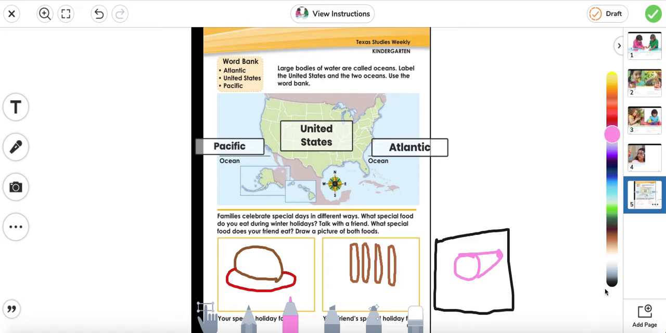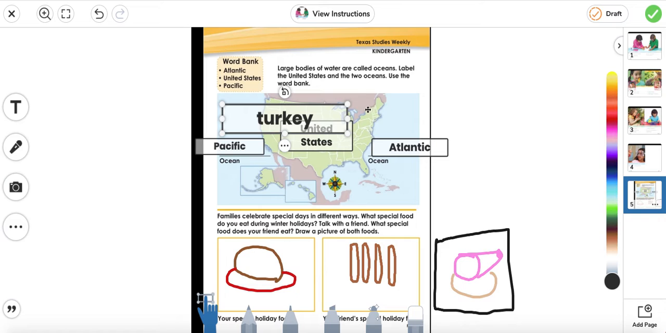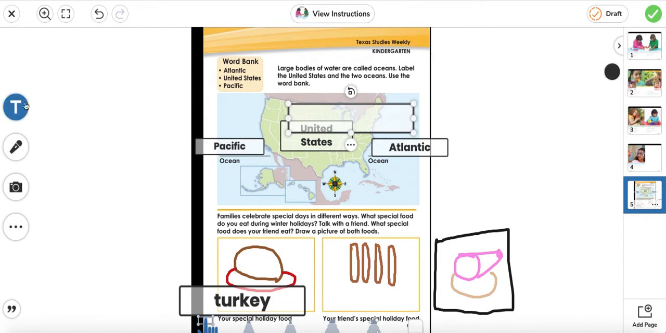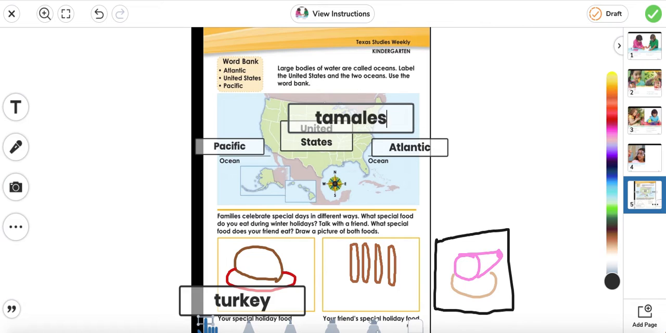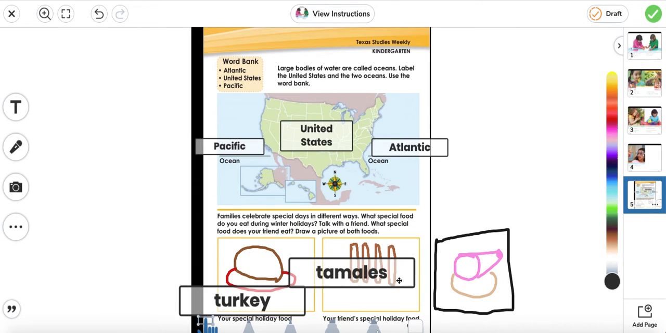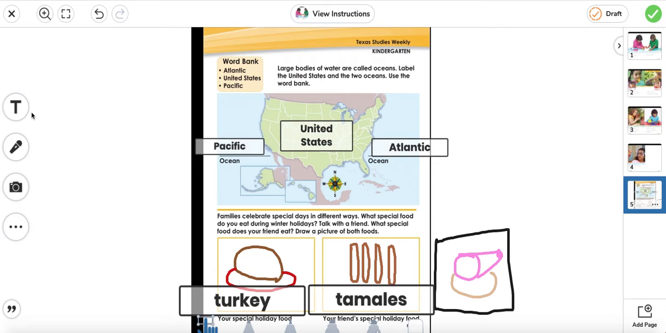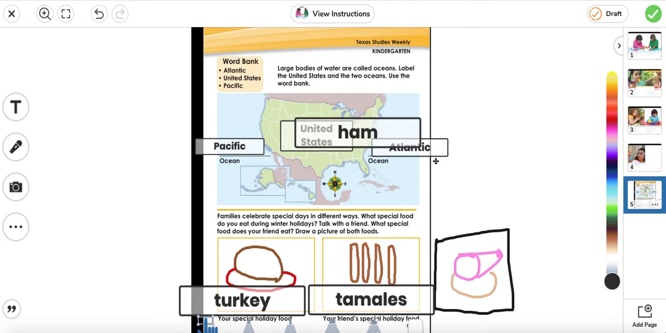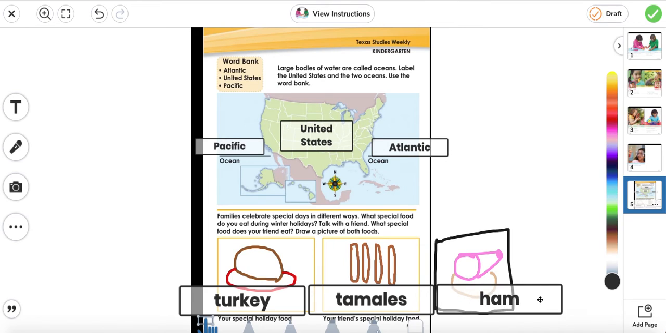So they eat ham on Thanksgiving. So different people eat different things on Thanksgiving. Let me write it down so you know what it is. So turkey. That's how I celebrate Thanksgiving. We eat turkey. My other friend eats tamales. And then my other friend eats ham. So remember, you can pick your own holiday and you can pick your own food as well.